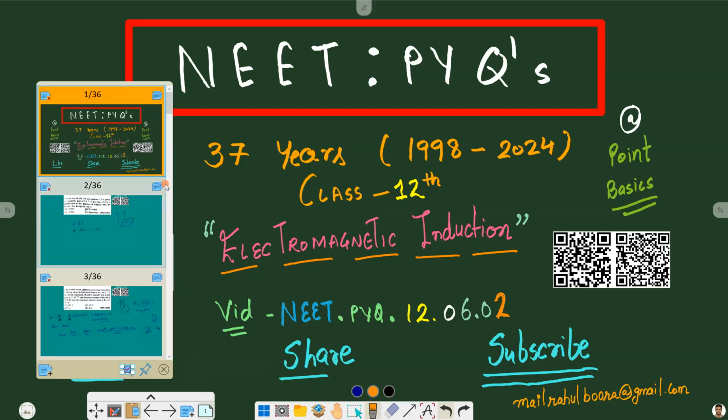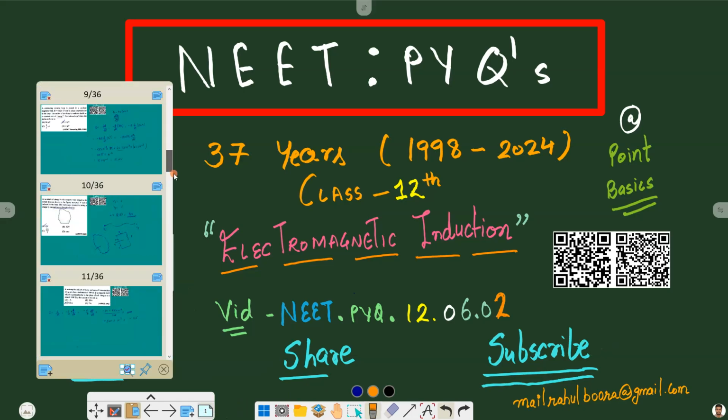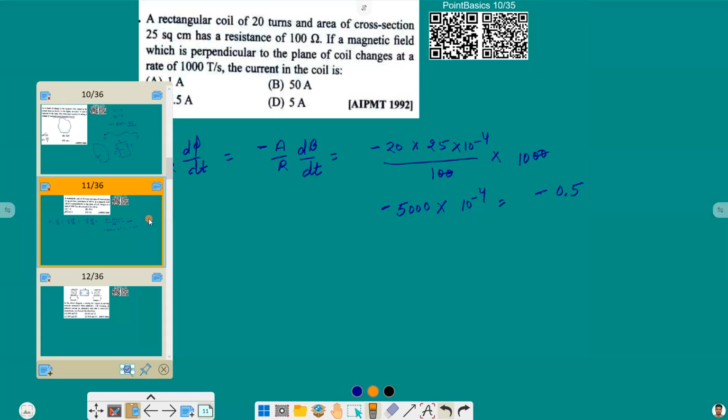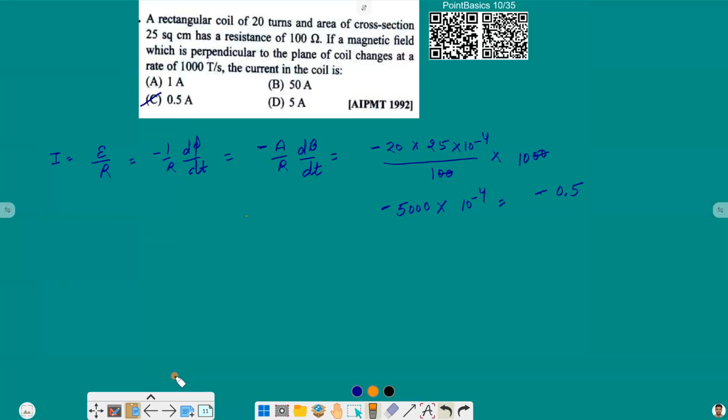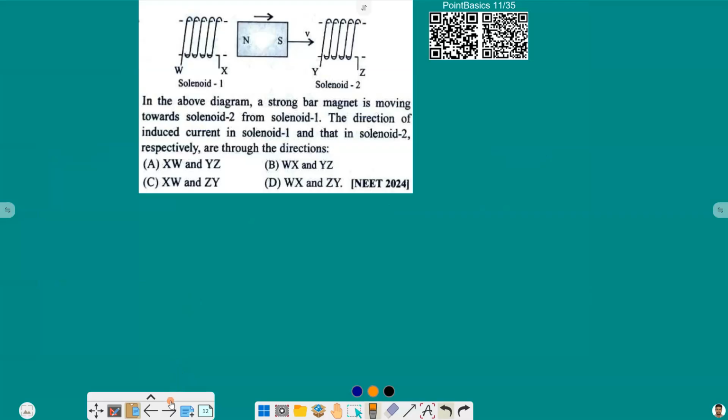In the previous one, we completed up to, I think, question number 10. This was the last question. And today we will start with the next one. So here in the above diagram, a strong bar magnet is moving towards solenoid 2 from solenoid 1. Means magnet is moving towards this solenoid 2. The direction of induced current in solenoid 1 and 2 respectively through the directions. So we have to find out the direction of the current in both of these solenoids.